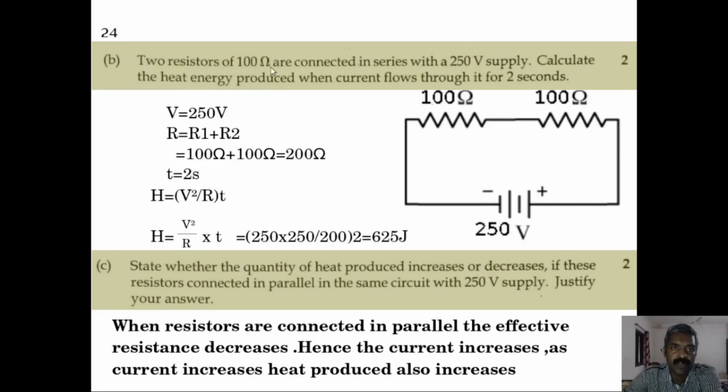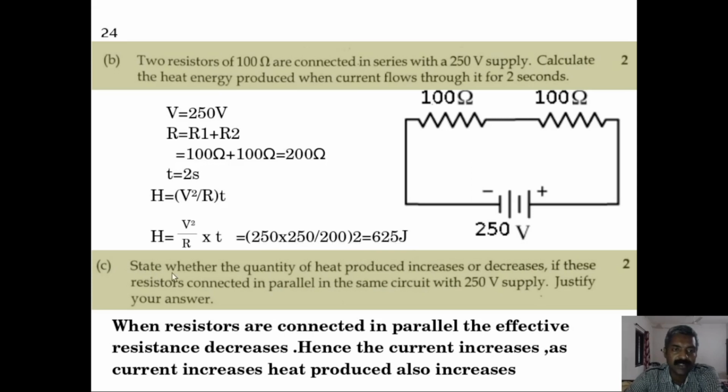Two resistors of 100 ohm are connected in series with a 250 volt supply. Calculate the heat energy produced when current flows through it for 2 seconds. So 100 ohm resistors are connected in series to a 250 volt supply, and here we have to find the total heat energy. H is equal to V square divided by R into t. V is given, 250 volt. Effective resistance R is equal to R1 plus R2, which is equal to 200 ohm. t is equal to 2 seconds. Substituting, 250 into 250 divided by 200 into 2, which is equal to 625 joule.